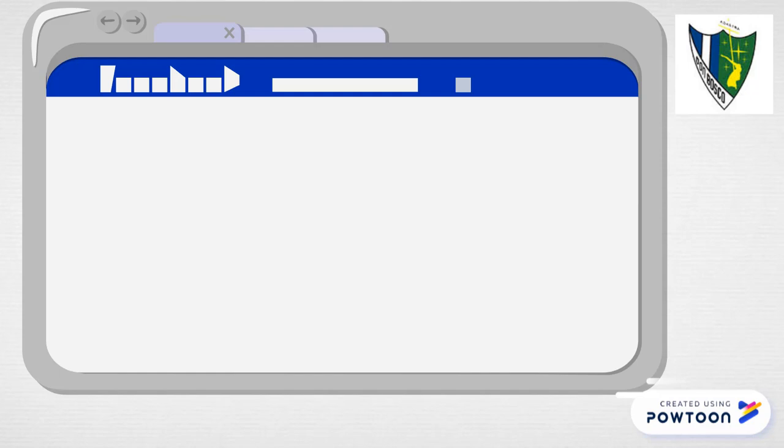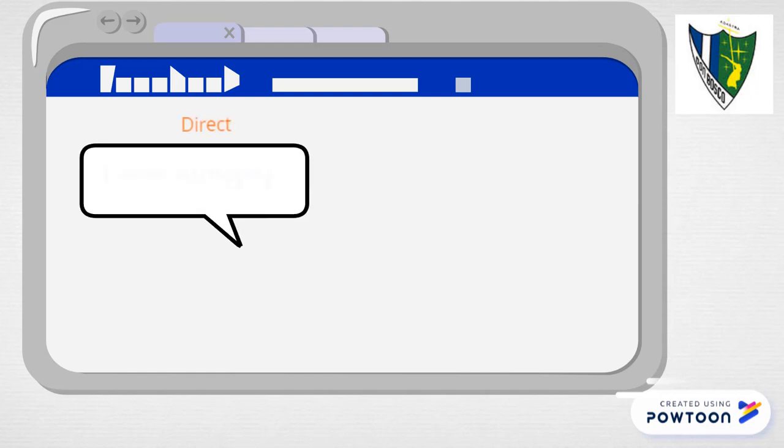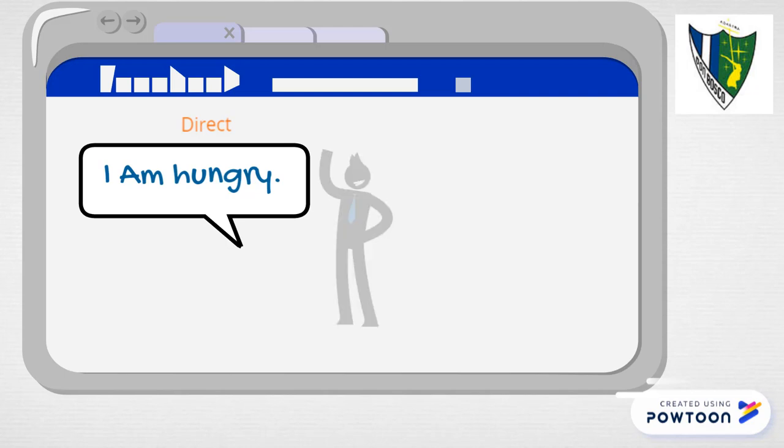Now let's check the difference between direct speech and indirect speech. If you see right here, we have a sentence that says, "I am hungry." This one is the direct speech. We are talking about a boy.